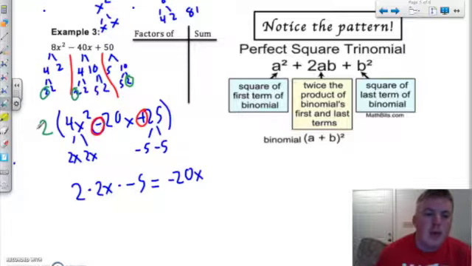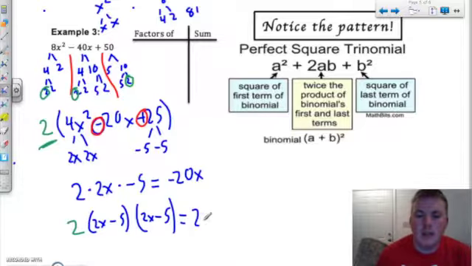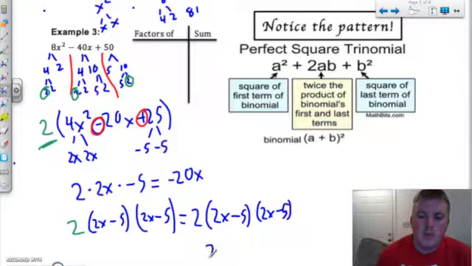Now, we do have to remember that 2 that we factored out, our greatest common factor that we had up here. We can't forget him. But we're also going to go ahead and factor this into a perfect square trinomial. So we would have a 2x to lead each term, and then our second term in each binomial would be minus 5. So when we finally rewrite this for our final answer, we would have 2 times 2x minus 5 times 2x minus 5, which we can simplify as 2 times 2x minus 5 squared. And that would be our final answer.